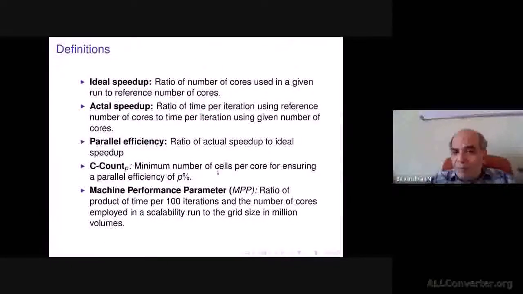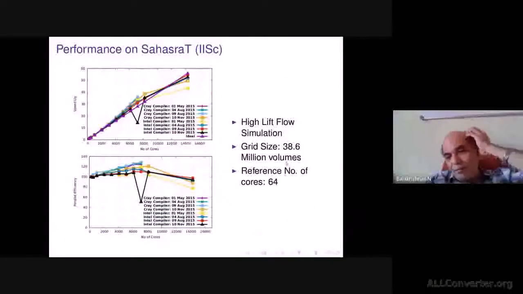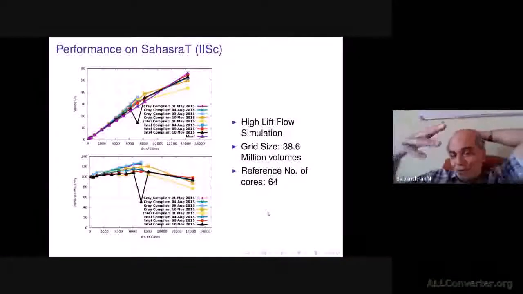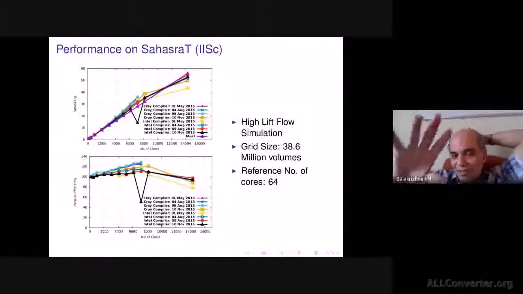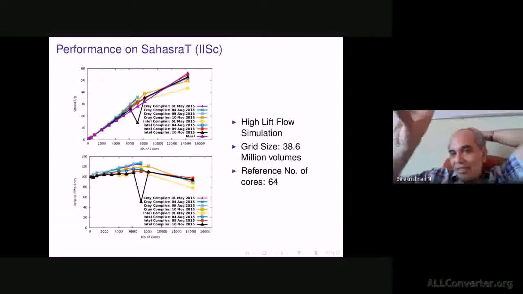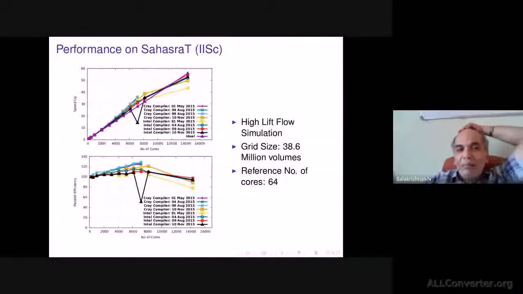So the minimum number of cells per core at a given parallel efficiency, that's what it is going to be. So you divide 39 million volumes by about 14,000 cores, you will get that C count. Okay, typically, what is the C count for other solvers? I will also make a mention of this. But it's very important to note that a good solver should have a small memory footprint if it has to exploit the parallelism in the machine.